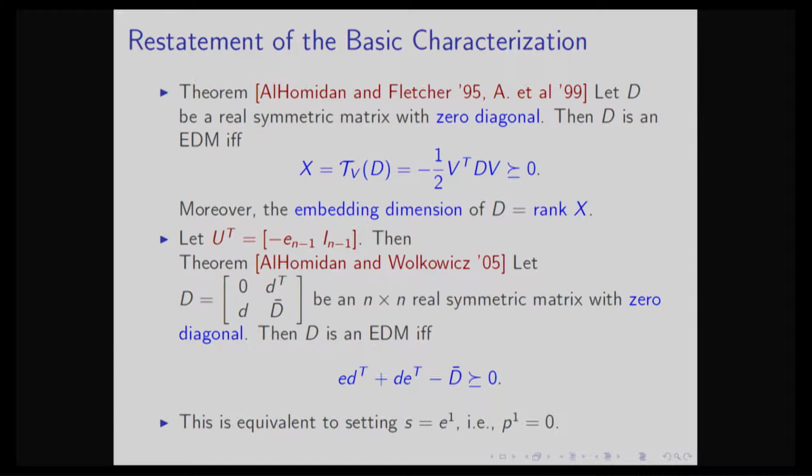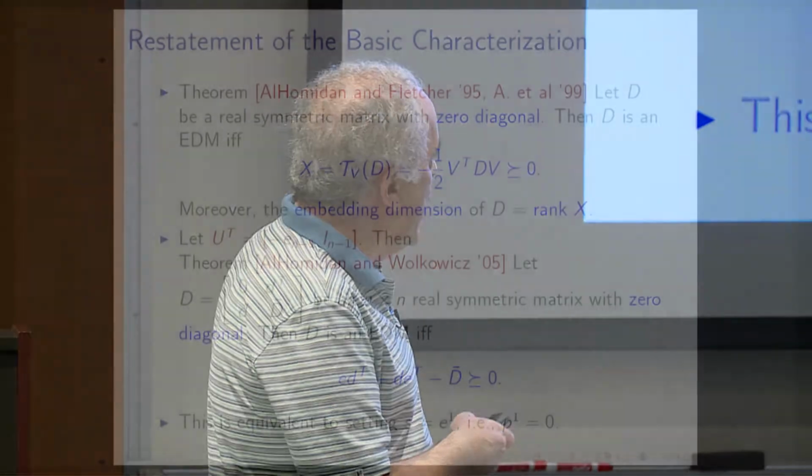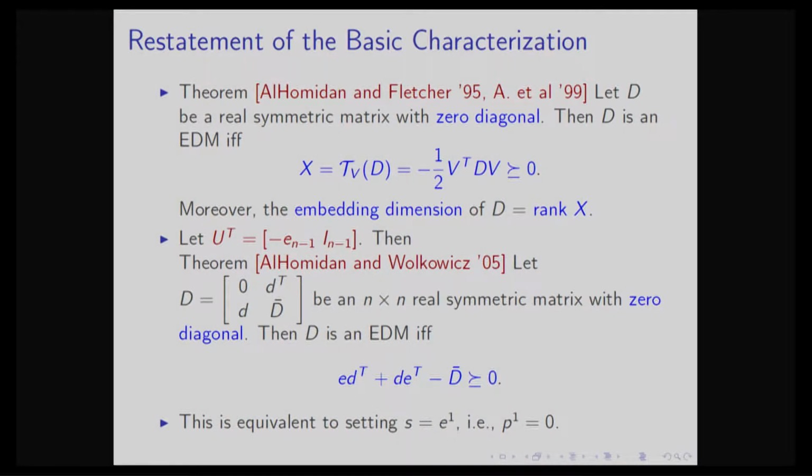Now, it happens that this choice, if you take this matrix U, is equivalent to setting S, remember our friend S, as the first standard unit vector. The first standard unit vector is the vector where the first component is 1 and everything else is zeros. Or, to put it another way, it's if you set the origin at the first point. Remember, you have the freedom to set the origin. If you set the origin at the first point, then you get this formula. So again, this is very useful for pencil and paper calculations.